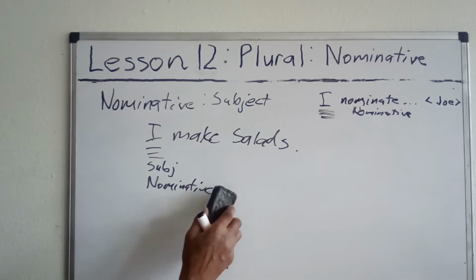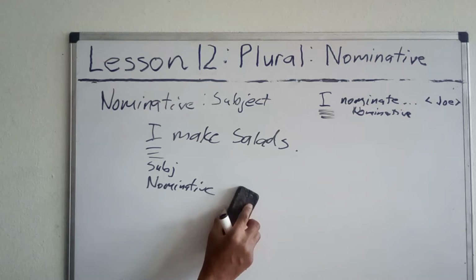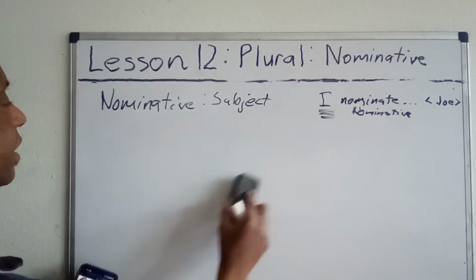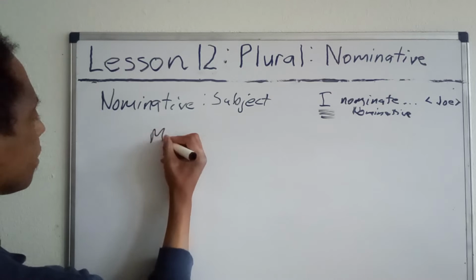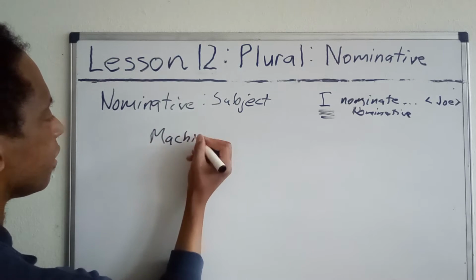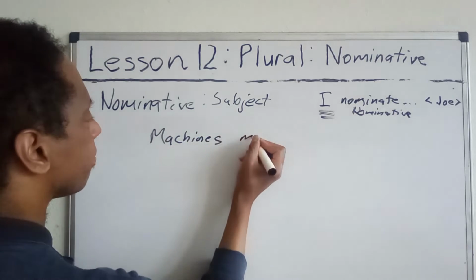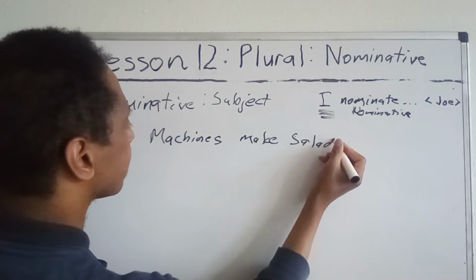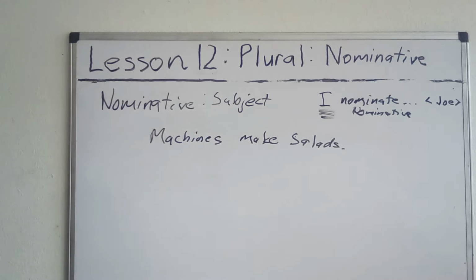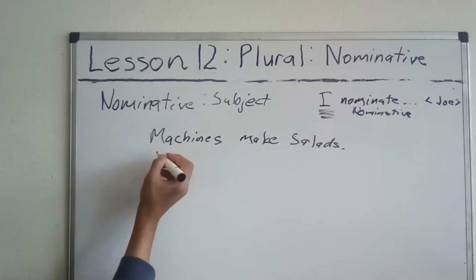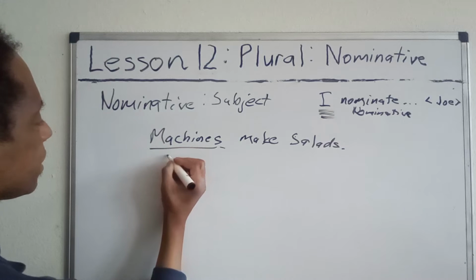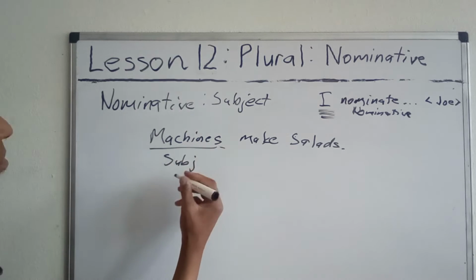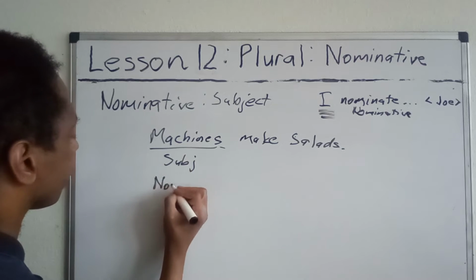Especially when you want to make it plural. That's what we're going to deal with. Anyways, let's go over another sentence. Machines make salads. Okay, say there's a salad making machine. The subject, once again, is machines, so that's going to be in nominative form.